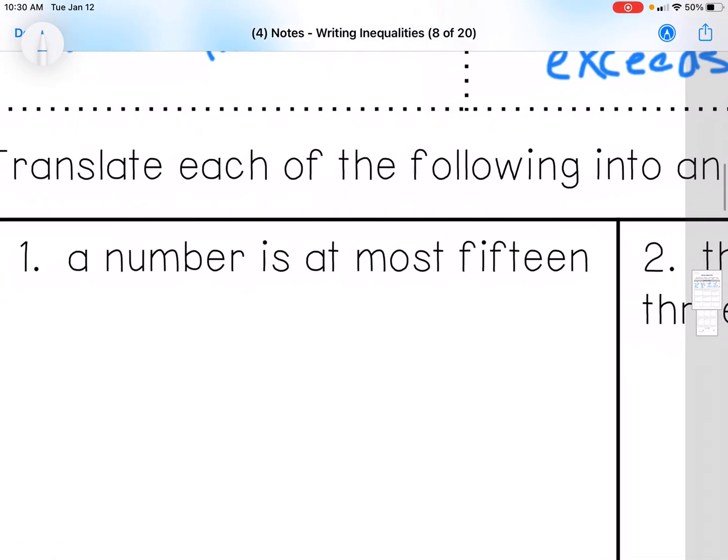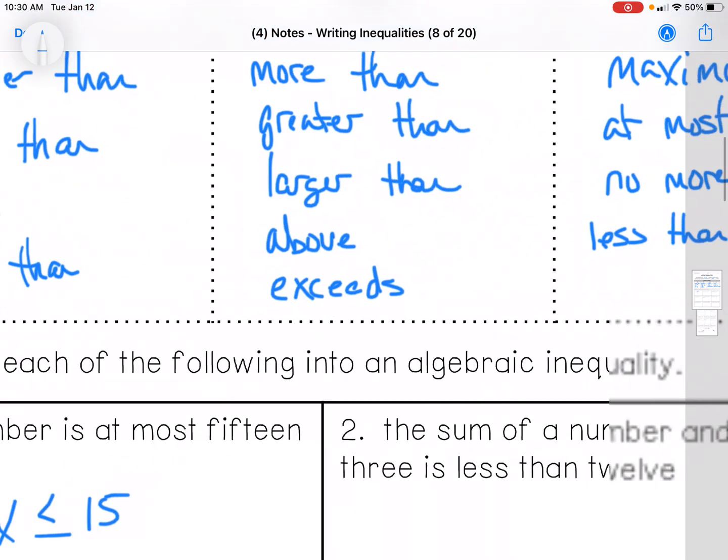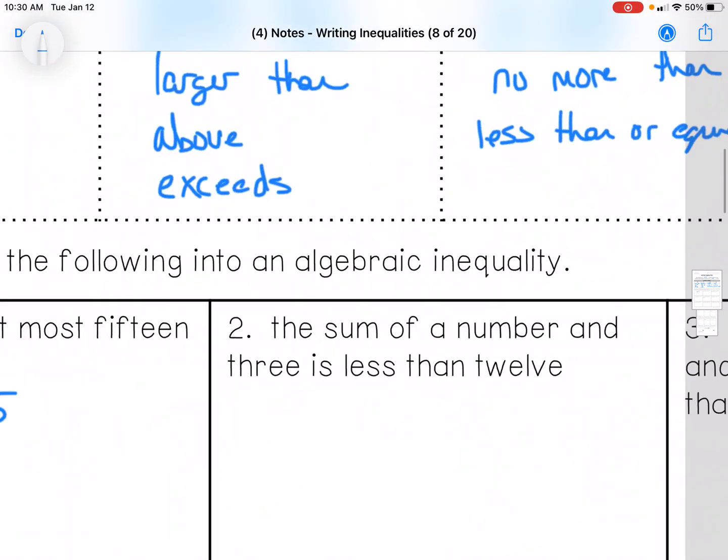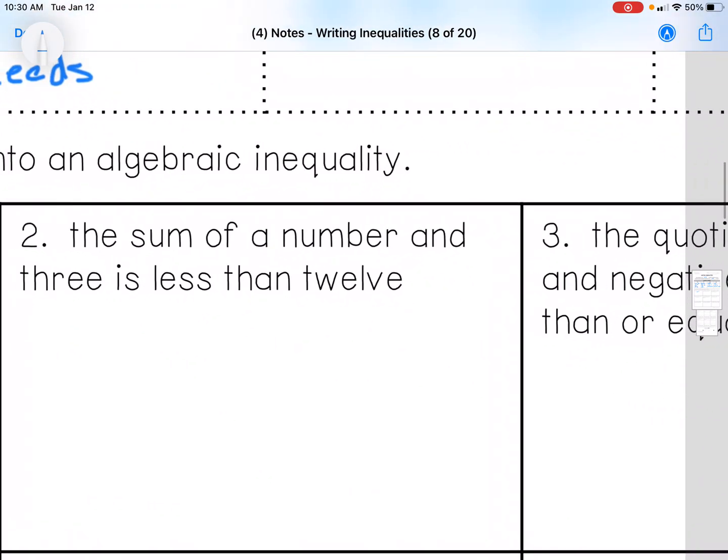So a number, so x, is at most. So go back up to the top, at most. Which way should that go? Okay. And at most 15. Because right here it said at most under that one. There it is right there, the second one. Okay. All right, number 2.